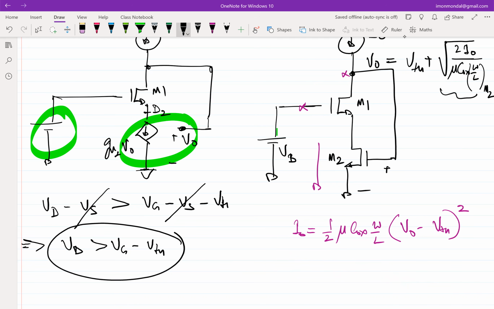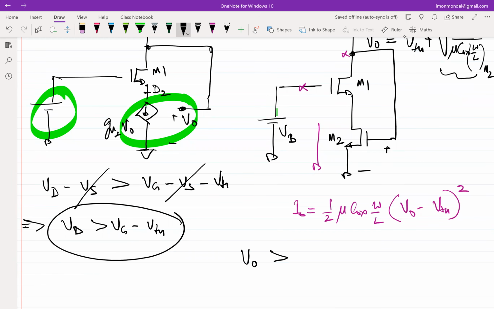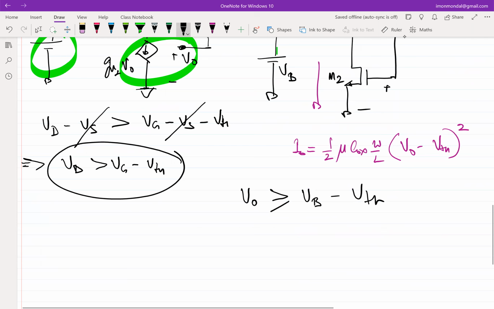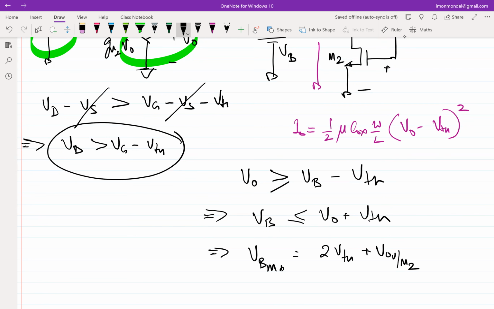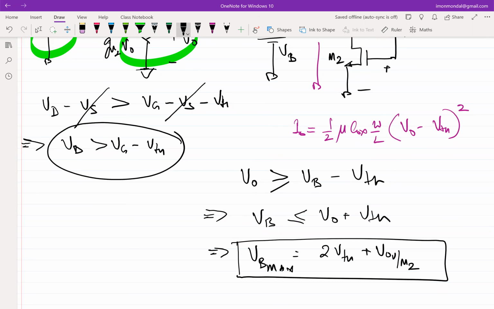So if I write it down, what should happen? Your V0 should be greater than VB minus VTH, right? Right. So you're right. So your VB should be less than or equal to V0 plus VTH, which is 2 VTH plus overdrive. Thank you. So this is your VB max, right?